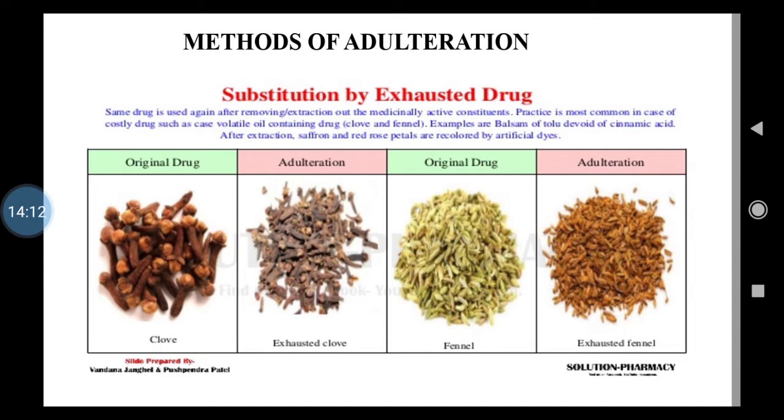So clove is there, saffron, kesher, then tea. With tea also there are chances that low quality tea may be available in the market and that may be adulterated. Then fennel and ginger are other examples. Exhausted saffron is also artificially colored and ginger is mixed with starch. Then you can see in the figure the original variety of fennel, and that is adulterated with exhausted fennel.